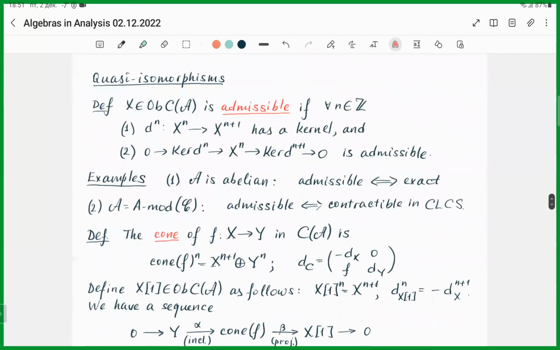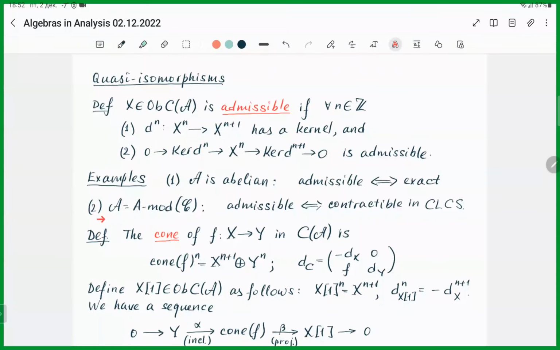Okay, so what is a quasi-isomorphism? First of all, if we have a co-chain complex over A, we say that it is admissible if each differential in this complex has a kernel, and the following short sequence, just shown here, is admissible. That is, it belongs to our exact, more exactly right exact structure. Here are some special cases. If A is an abelian category, then it's rather easy to show that a co-chain complex is admissible if and only if it is exact.